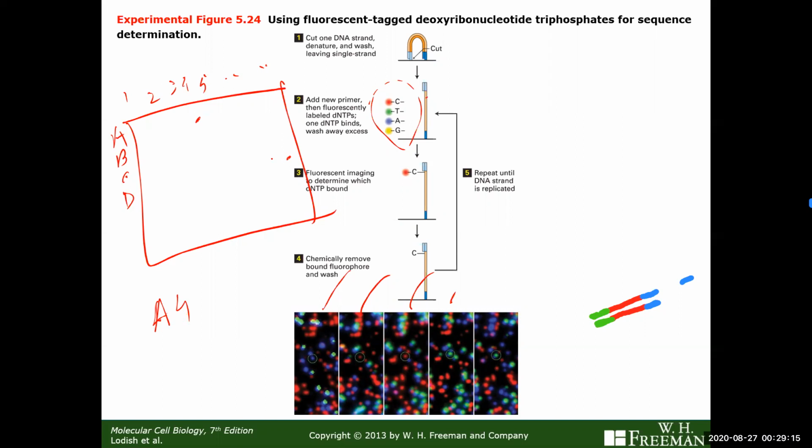So you will be able to track through image analysis how the sequence is changing at each of these unique spots. So you will know the sequence at each of these unique spots, and you will know that for a million spots simultaneously. So this is what is referred to as next generation DNA sequencing.